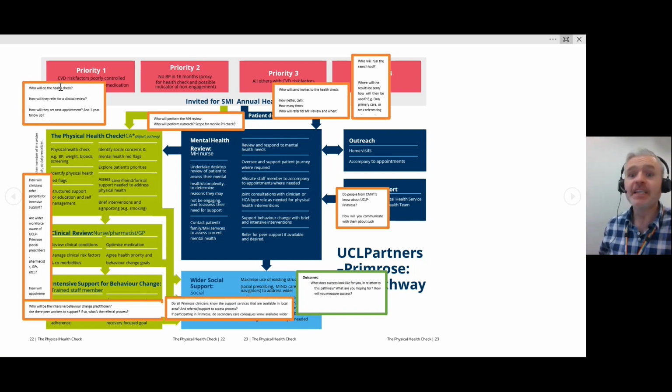How will they feed back results to the patient? How will they set up the next appointment? How will they make sure the process runs into the next year? Because remember, this is something that happens annually. So you need to think about what your processes are for that and who does them.